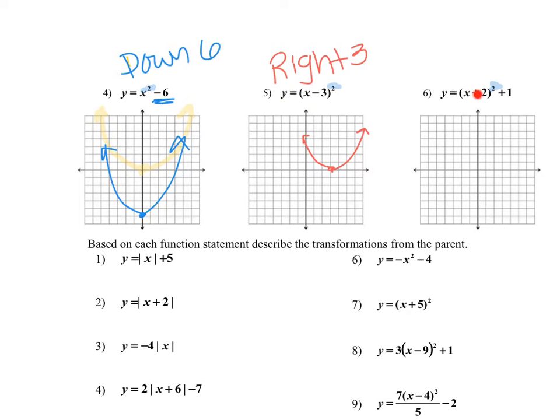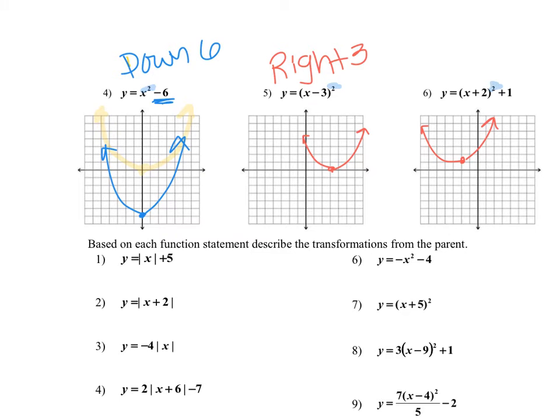The next guy here has inside and outside. Remember, the inside is left or right, the outside's up or down. Because it's x plus 2, it's going to go left 2, and it's going to go plus 1, so that means up 1 unit. So it's going to take that vertex and go left 2 and up 1 unit. And there's your sketch right here.